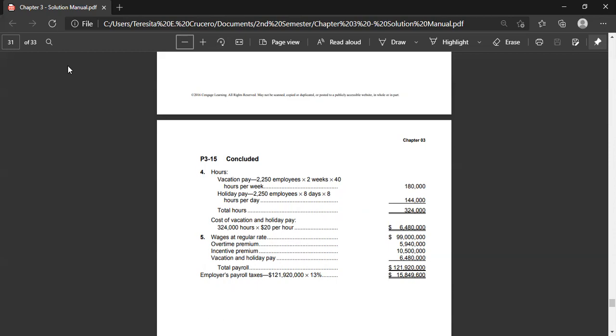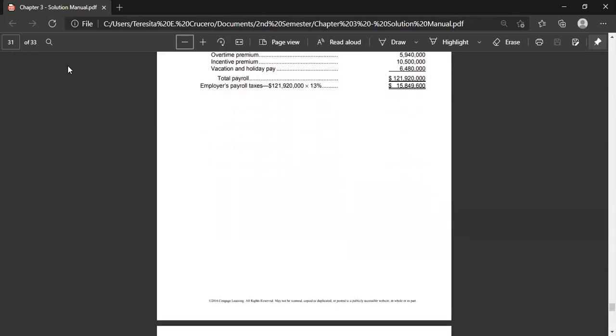Okay, for 3-15. Now, actually, this is merely an estimate. Okay, now we will take up the mini case number 1.